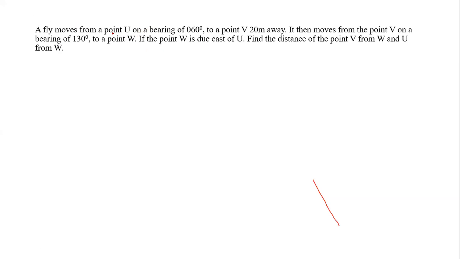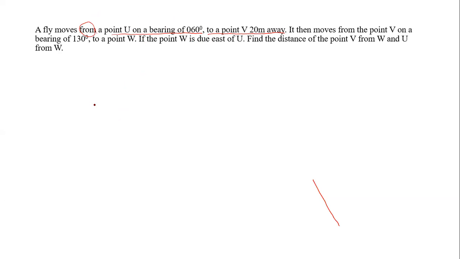So it moves from a point U on a bearing of 060 degrees to a point V 20 meters away. So a fly moves from U. I mentioned it yesterday, that in bearing, you watch out for the word "from". That is your reference. They assume you know that place. They assume you know U.